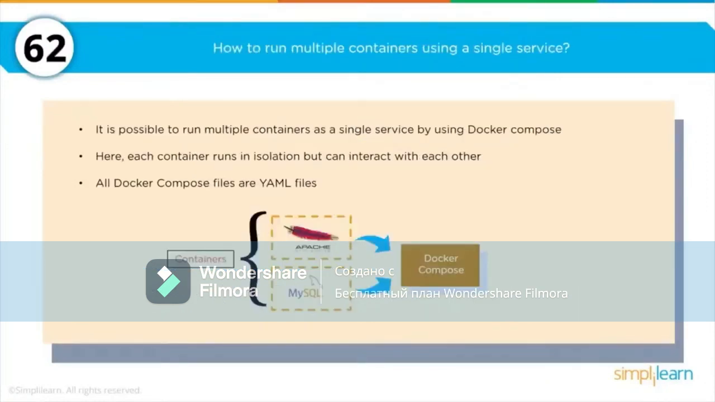Multiple containers using a single service. It is possible to run multiple containers as a single service by using Docker Compose. And Docker Compose will actually run each of the services in isolation so that they can interact with each other.